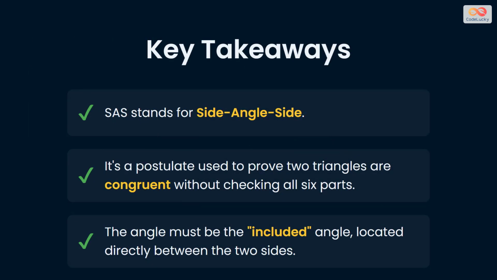So to wrap up, remember these key points. SAS stands for side-angle-side. It's a shortcut to prove that two triangles are congruent, and most importantly, the angle must be the included angle found directly between the two sides.